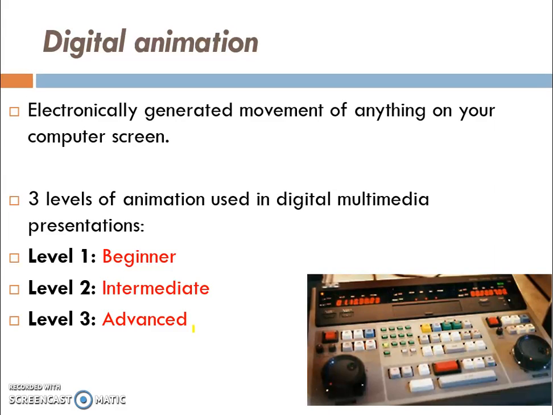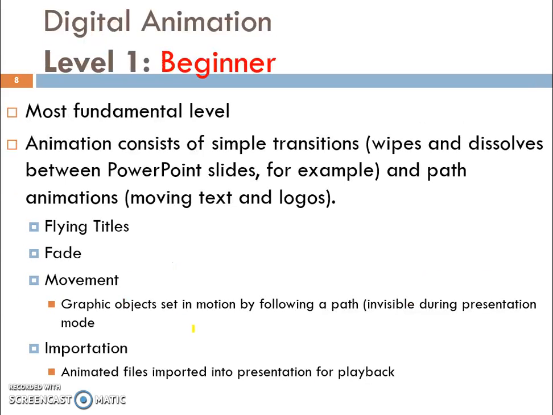Digital animation is electronically generated movement of anything on your computer screen. There are 3 levels of animation used in digital multimedia: first is for the beginner, then intermediate, and advanced. So digital animation is different from the previous one, which is cell animation. This one is created by using multimedia. There are 3 levels.